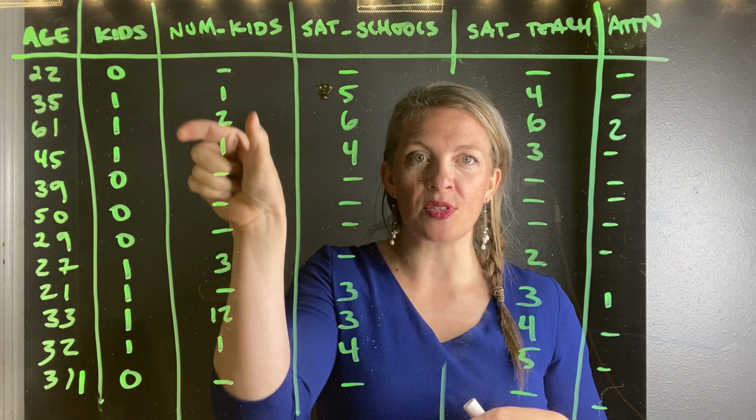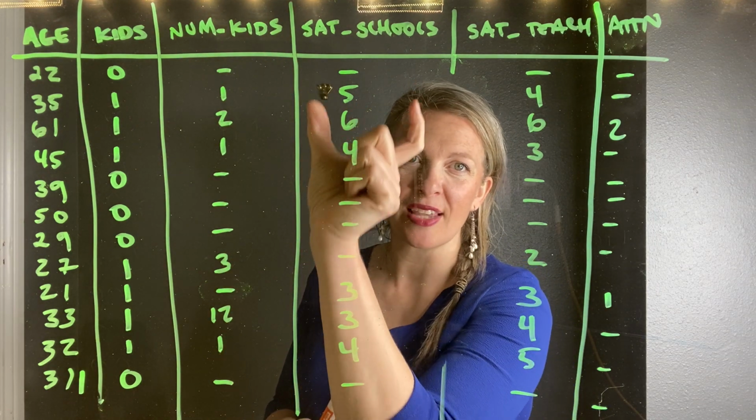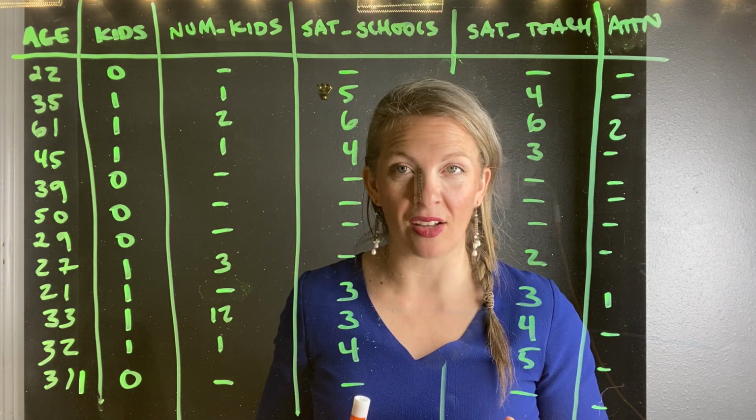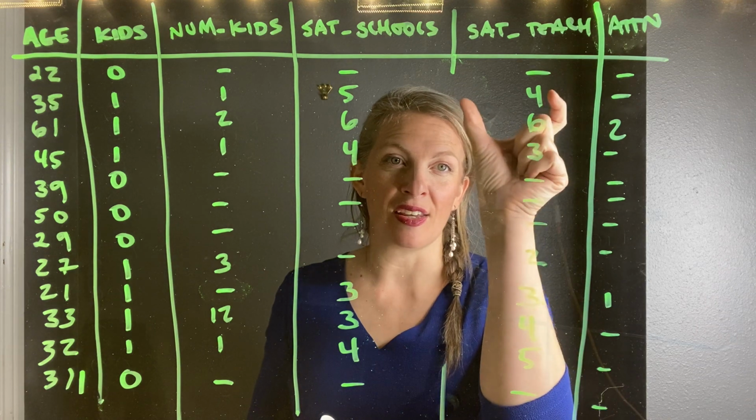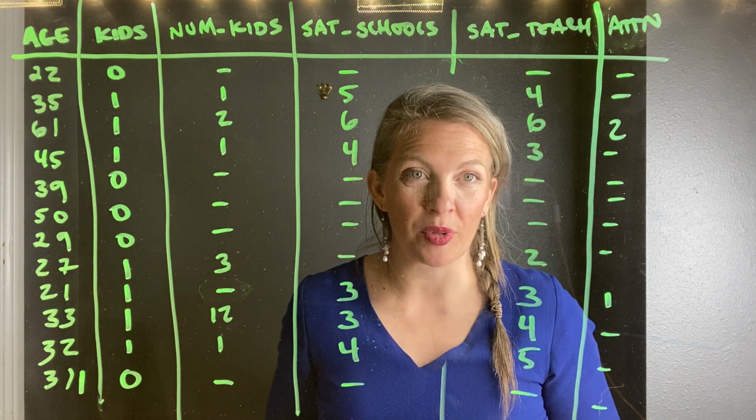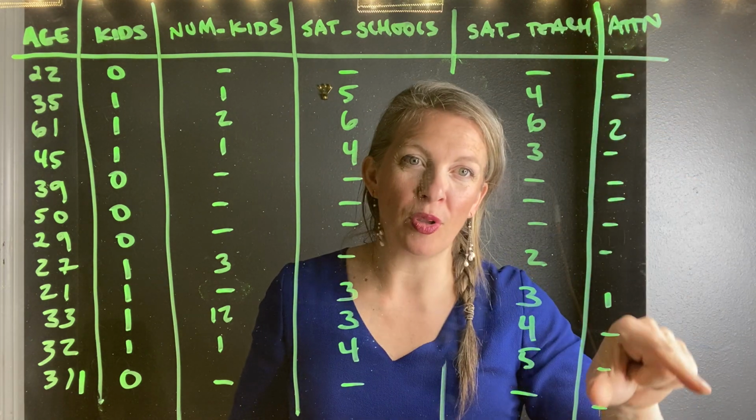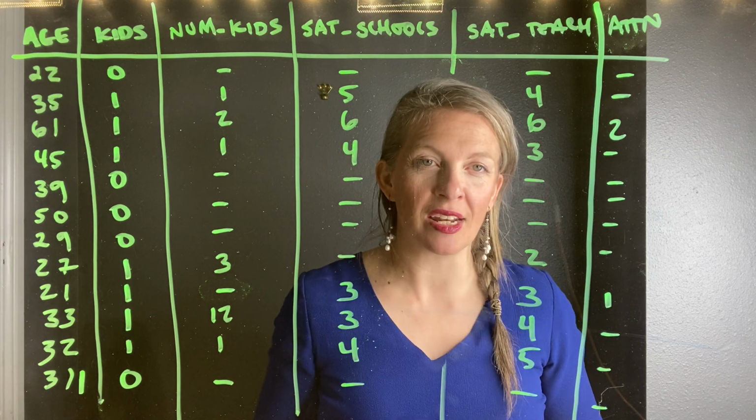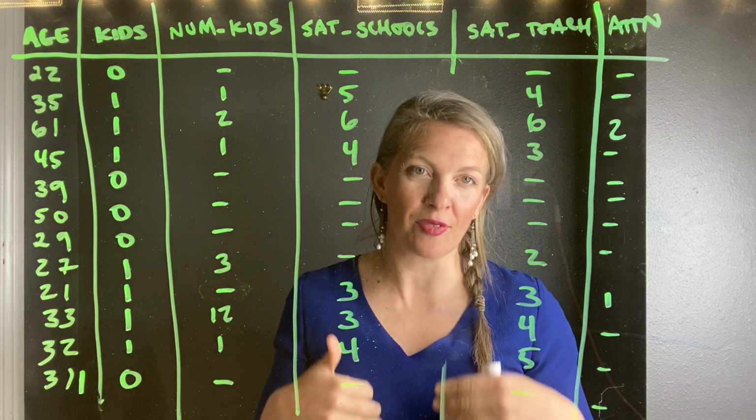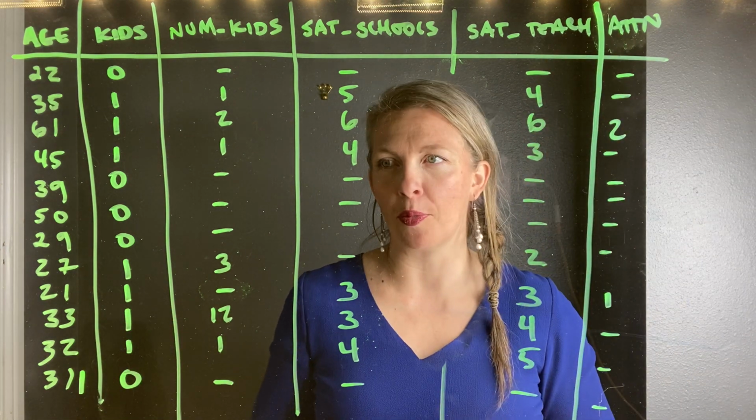The third column is the number of children that they have. The fourth one is their satisfaction with the schools on a 1 to 5 scale. And then the next column is again on a 1 to 5 scale. That's their satisfaction with teachers. And then finally, this attention variable is the amount of attention that these adults perceive their kids having received from the teachers at school.